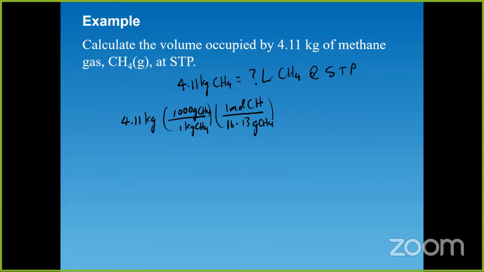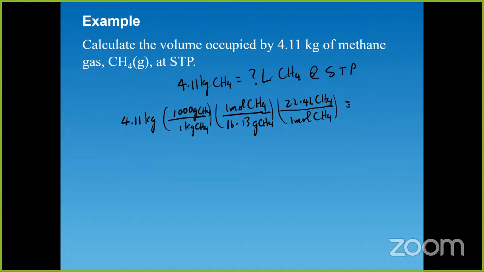Now, here is where the STP comes in, because remember we said that for any gas, the volume occupied by 1 mole of any gas, including methane, would be 22.4 liters, right? So we can represent that in this conversion factor, where I would put 1 mole of methane down here below and 22.4 liters of methane above. And that's it. So that's the setup. And then we have to do the number crunching.